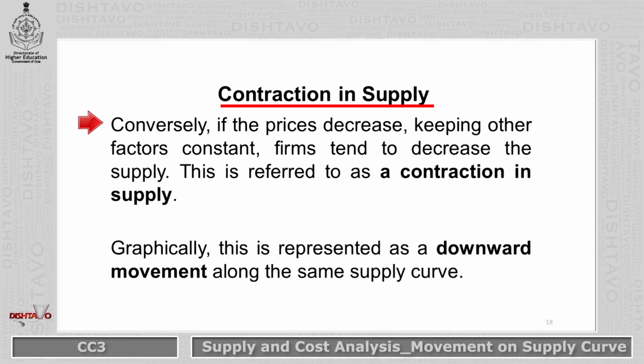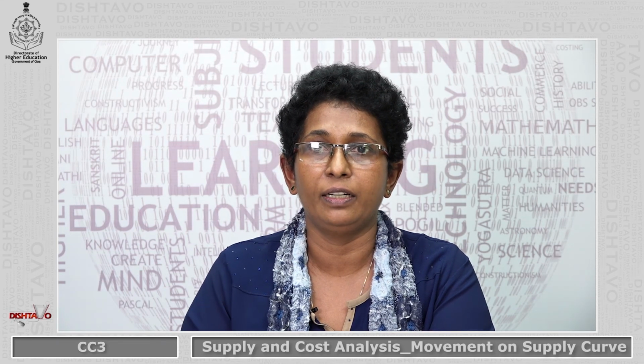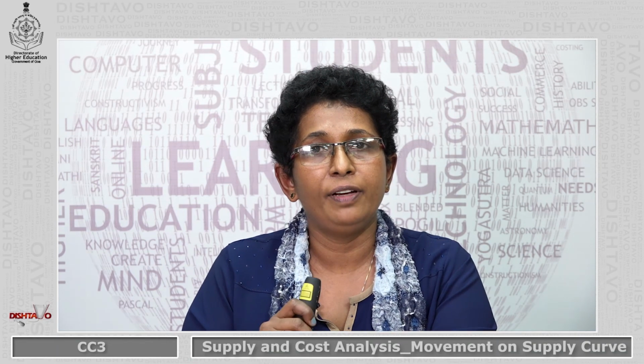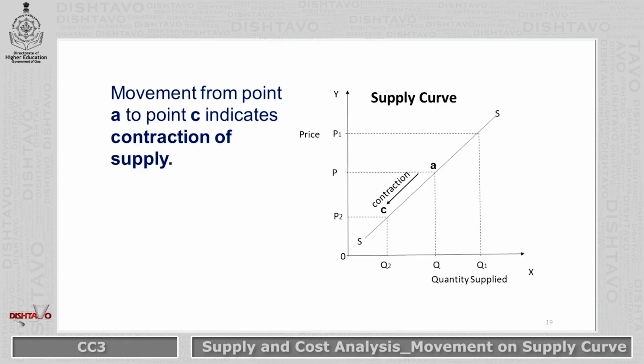Contraction in supply. If the prices reduce, keeping other factors constant, firms tend to decrease the supply. This is referred to as the contraction in supply, and graphically this is represented as a downward movement along the same supply curve. Let us have a look at this figure.